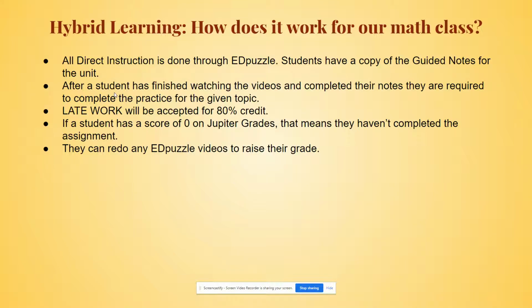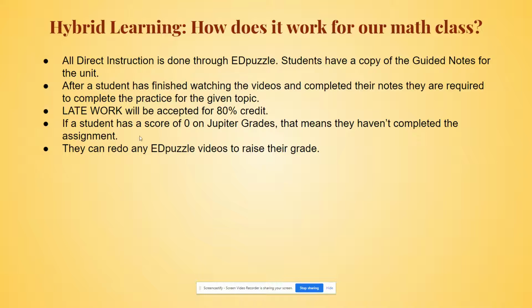After a student has finished watching the videos and completed their notes, they're required to complete the practice for the given topic. Late work will be accepted for 80% of the credit. And the only place I'm taking credit away from their original score for late work is on Delta Math. That's it. If they do an assessment late, or if they do Edpuzzle late, I'll still give them full credit for it just to make sure that they are doing the work.